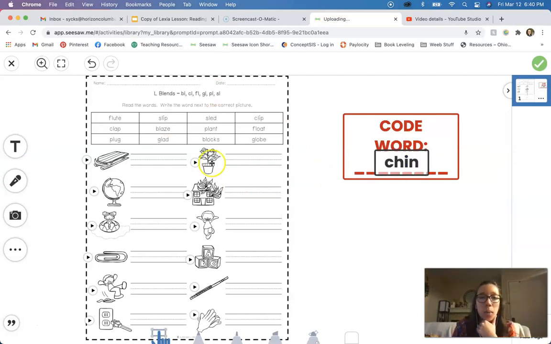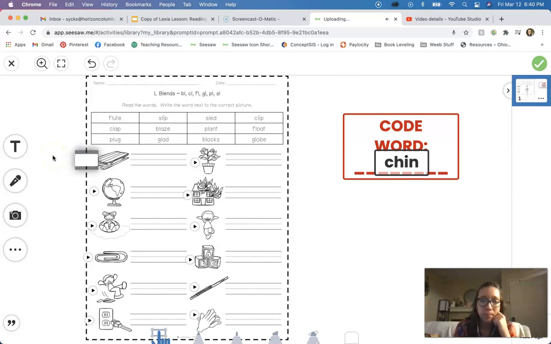Then you're going to look at our blends page over here. This particular page focuses on L blends to make things a little bit easier for you. So all of our words are going to have a consonant blend with the letter L. All you have to do is match the word to the picture. So next to each of these pictures, there is a little play button. If you click on it, you'll hear the word read and used in a sentence.